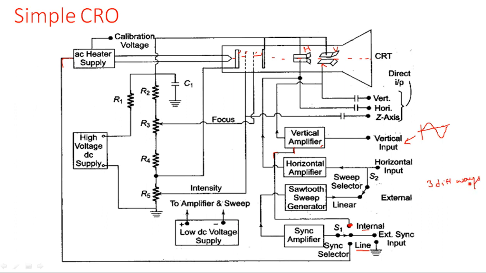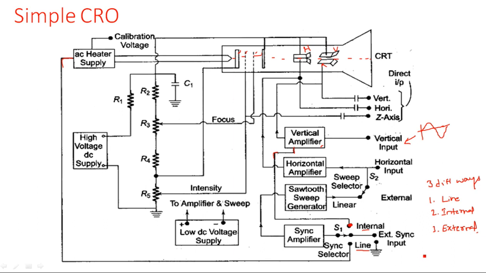three different ways. One is line supply, another one is internal signal, and another one is external sync signal. Okay, that means the sawtooth waveform which has to be generated. What is the purpose of sawtooth generator in the horizontal reflection system?